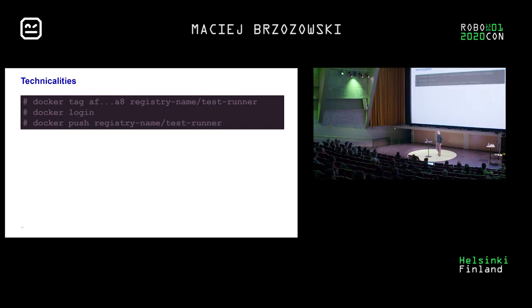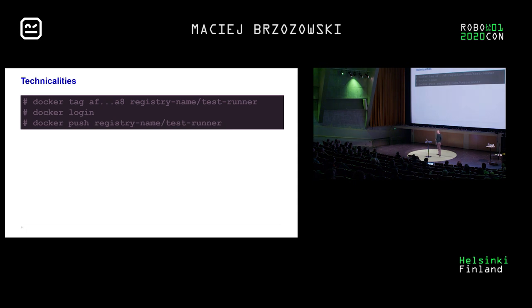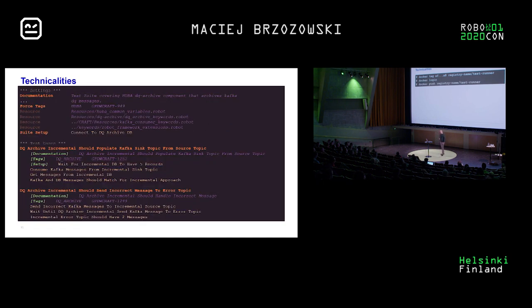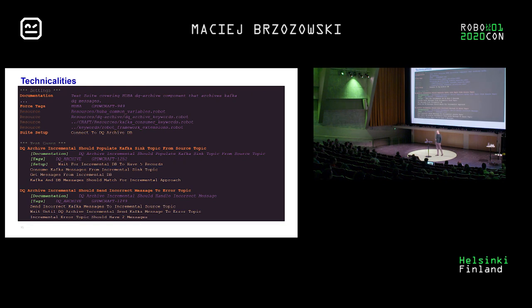When the image is ready, we need to somehow make it available in Kubernetes and for Argo. So we need to tag it to the cluster registry name. We need to log into the registry. We need to push it. And then we need to, of course, define our tests.